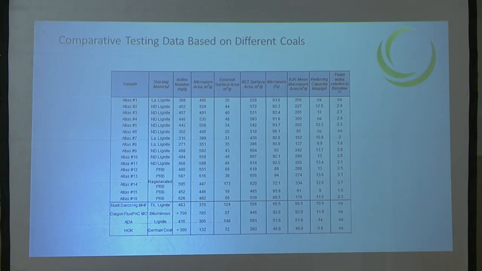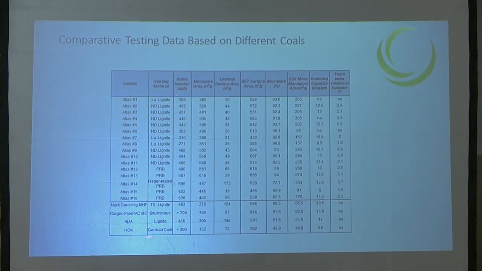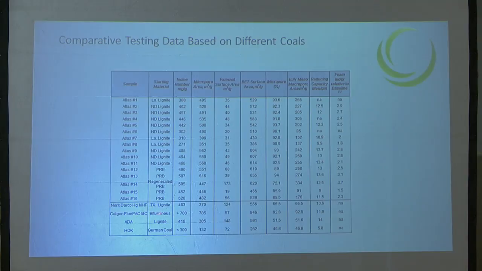This is some comparative testing data that we've done with carbons that have been produced from different coals, and it's a little difficult to see. This is Louisiana lignite. These are all Atlas in this column. These are some competitors: Norit, Calgon, ADA, and HOK, which is a German coal. So Louisiana lignite, North Dakota lignite, Louisiana lignite, PRBs. Norit uses a Texas lignite. Calgon uses a bituminous coal from Kentucky. ADA uses a lignite down in Louisiana.